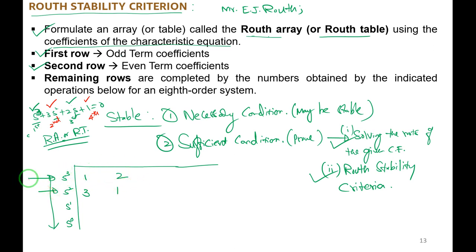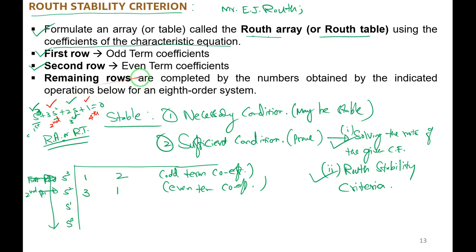This is the first row, by making use of odd term coefficients, which have to be filled up. Then in the second row, even term coefficients have to be filled up. Then the remaining rows, how to fill up, I will tell you.